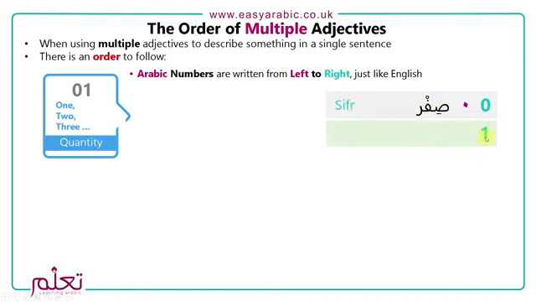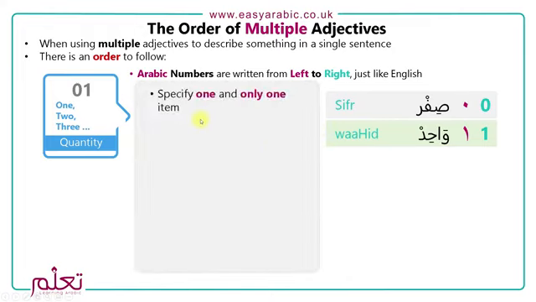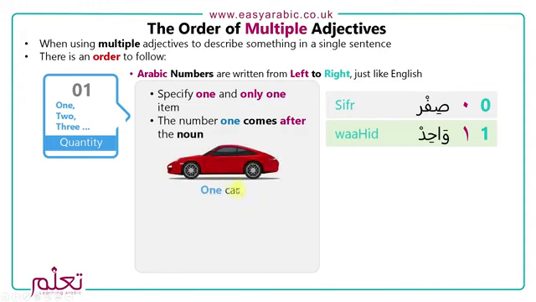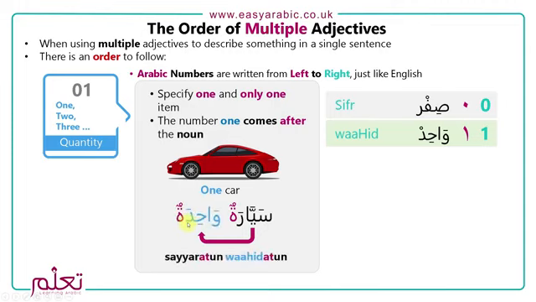Then we have 1, which is called wahid. And the only time wahid is used is when you want to specify one and only one item. Okay, and the number 1 comes after the noun. It's the only time that the number comes after the noun. Okay, so if we say one car, we will say sayyaratun wahidatun. So you're specifying one and only one item. Okay, sayyaratun wahidatun.